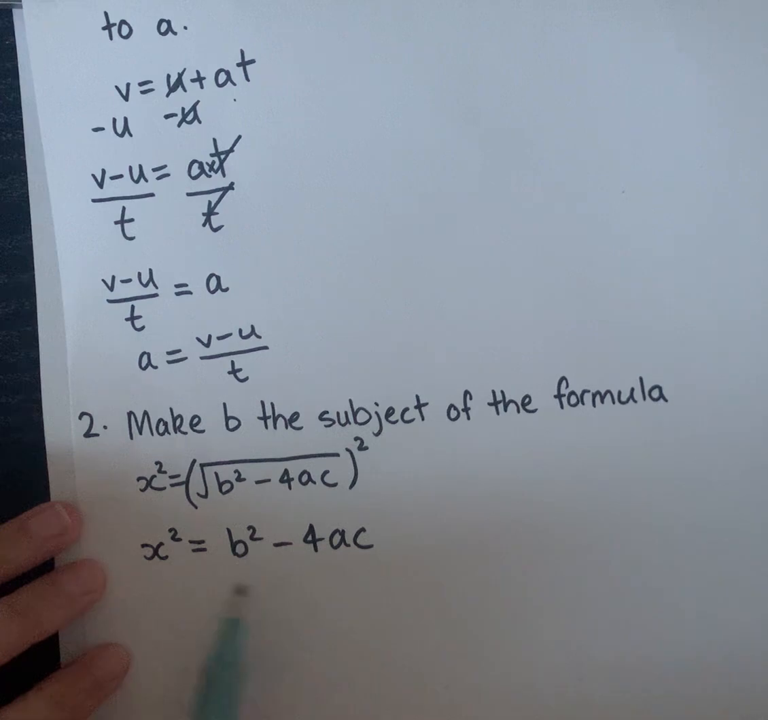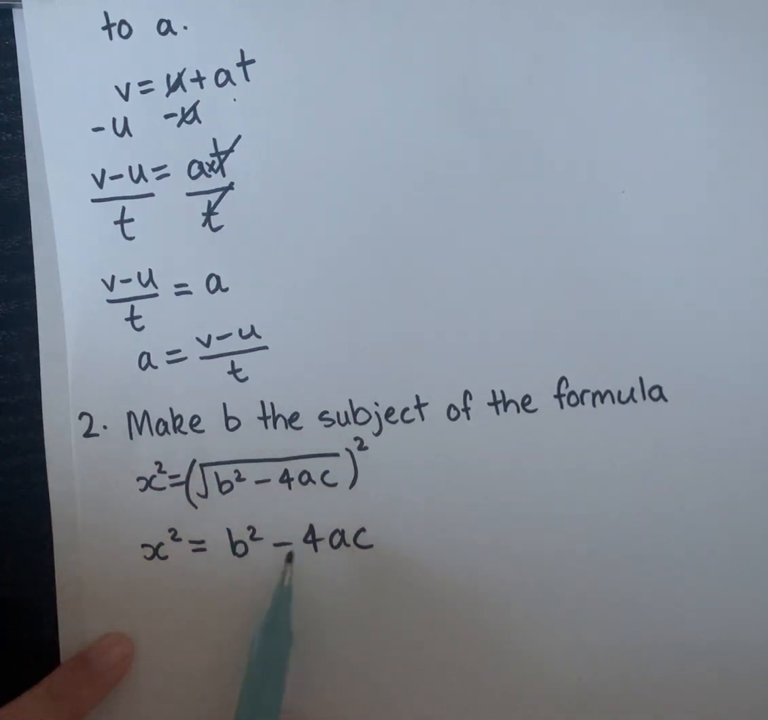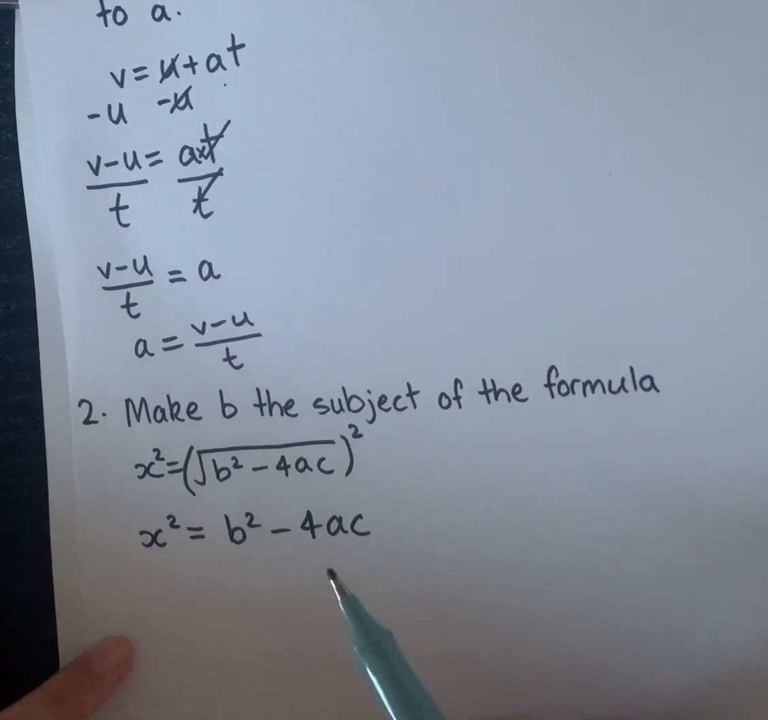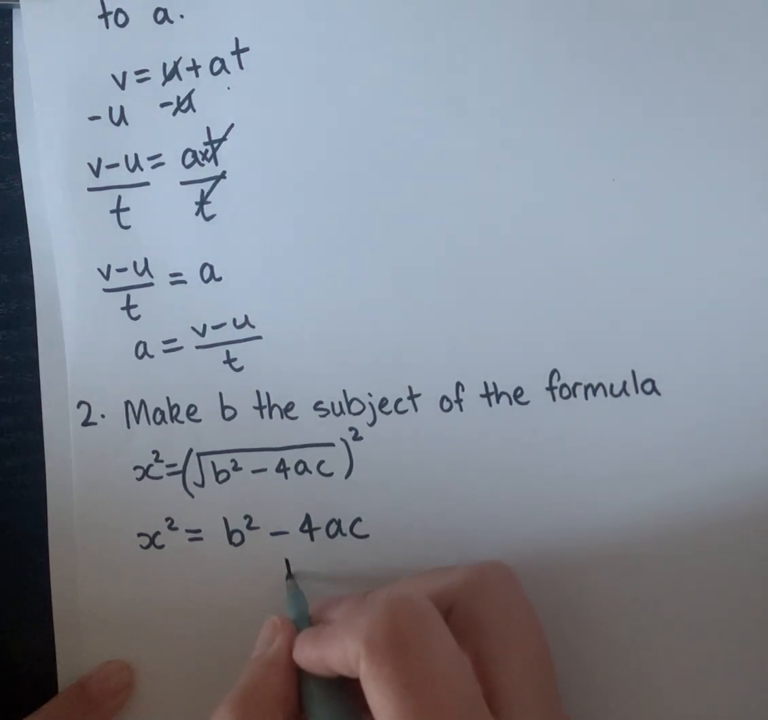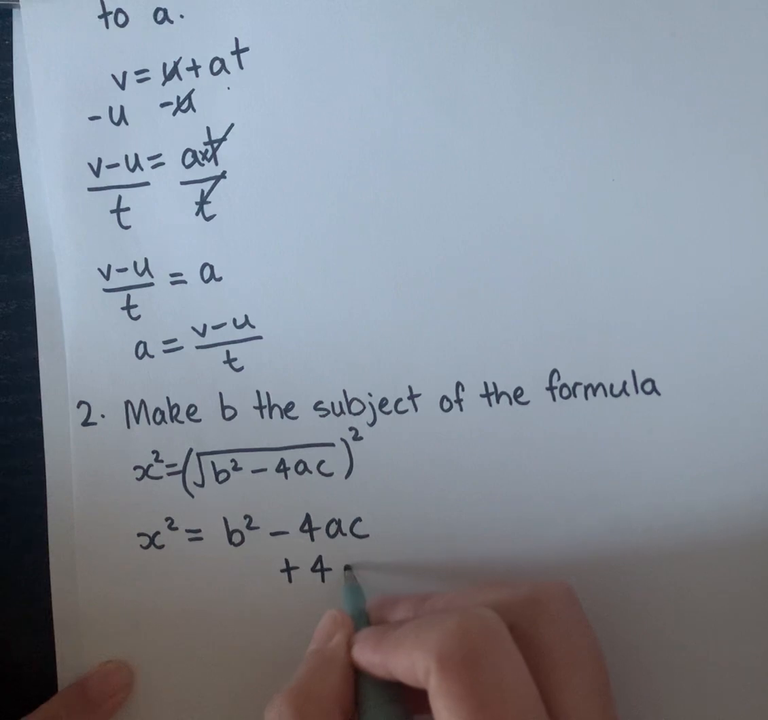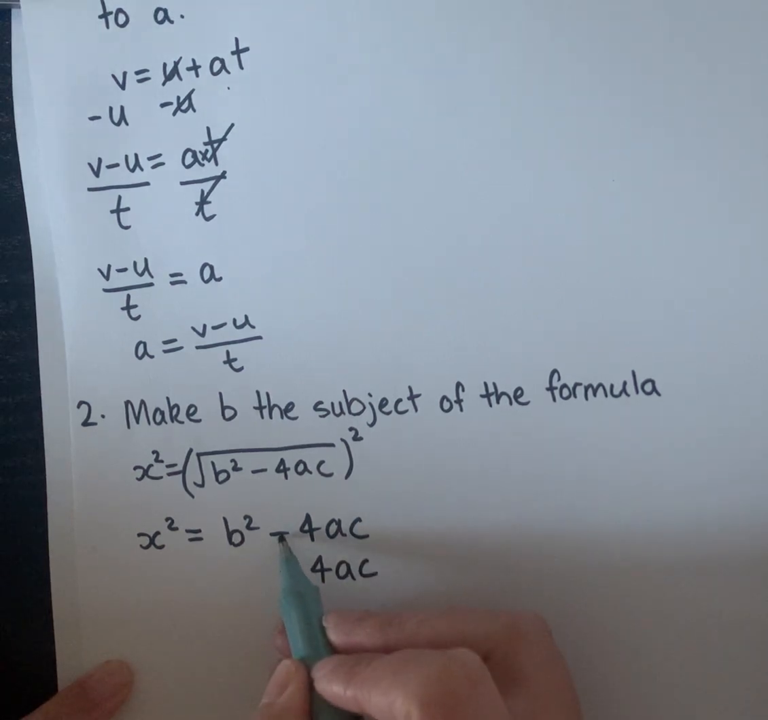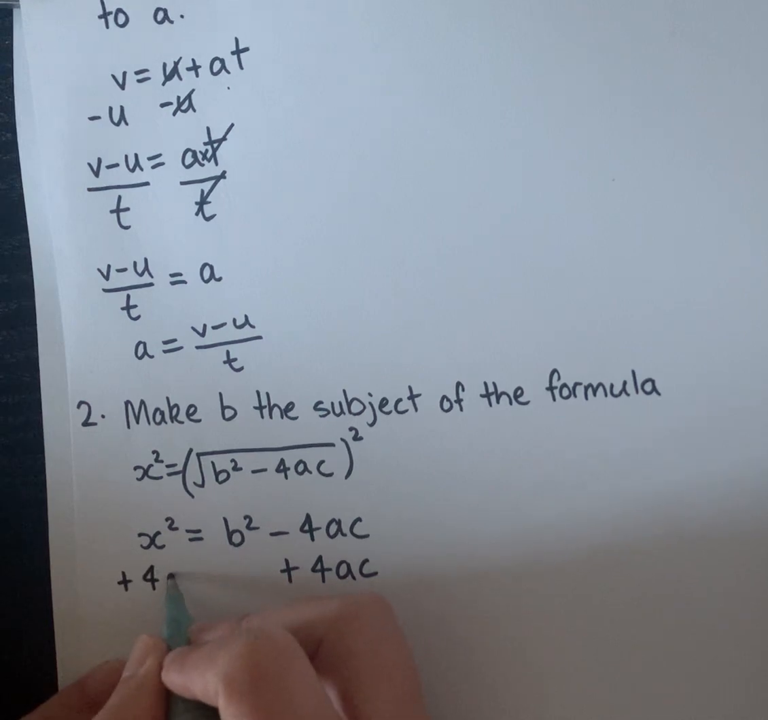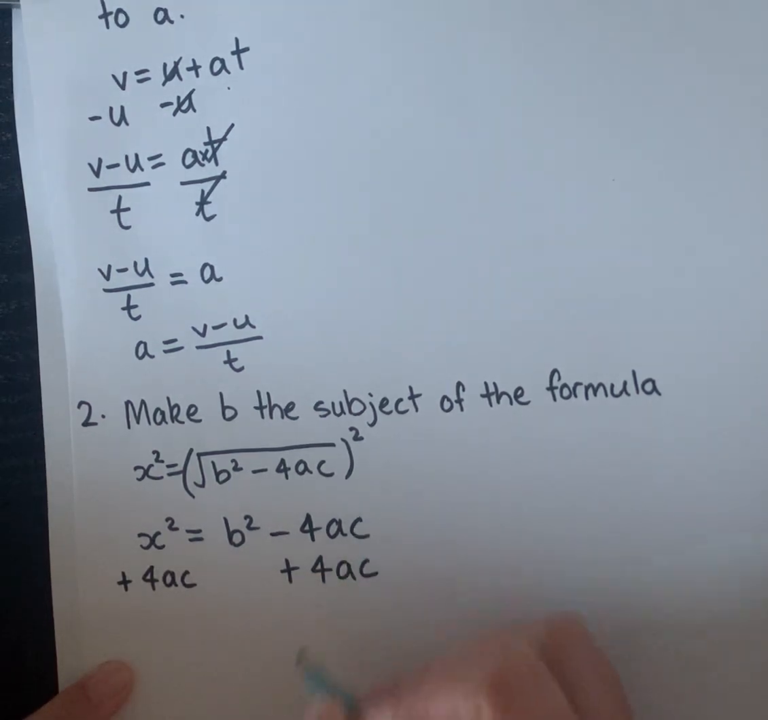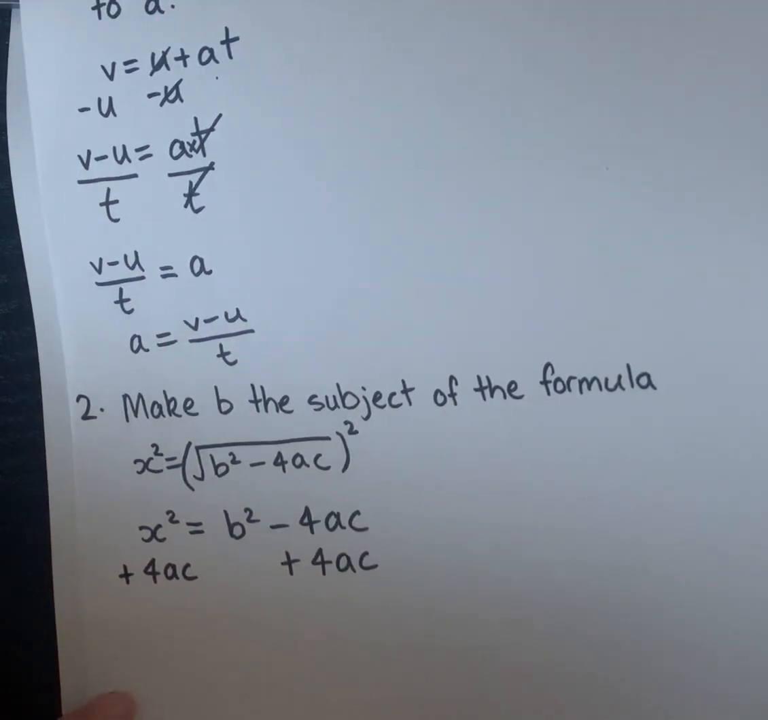Okay, so that's a little bit more simple on the right-hand side, but we've still got a lot going on with the b, and we want b by itself. So we're going to get rid of this minus 4ac now. And we can do that because it's not in a square root anymore. The inverse operation of subtraction is addition. So if we add 4ac to both sides, that will get rid of this negative 4ac.